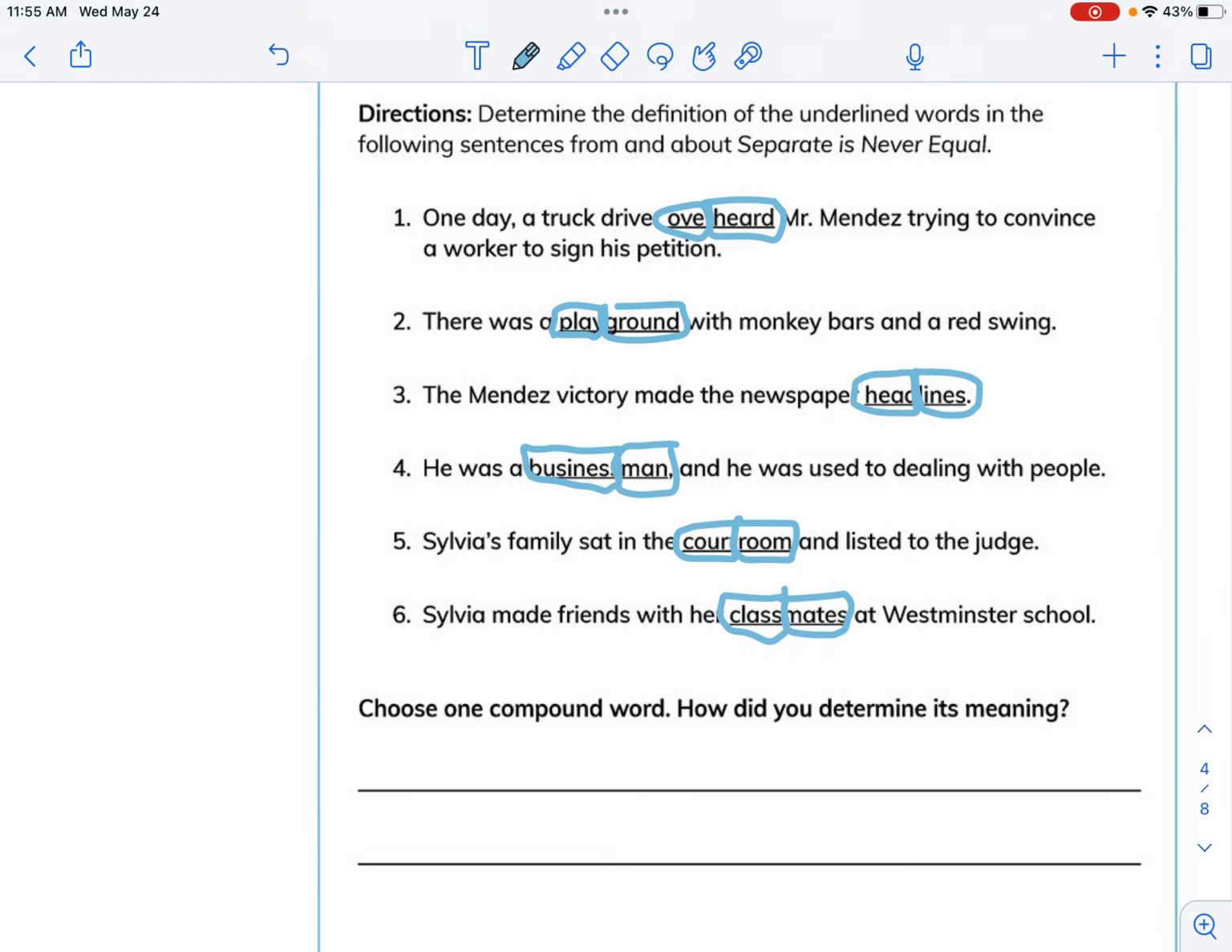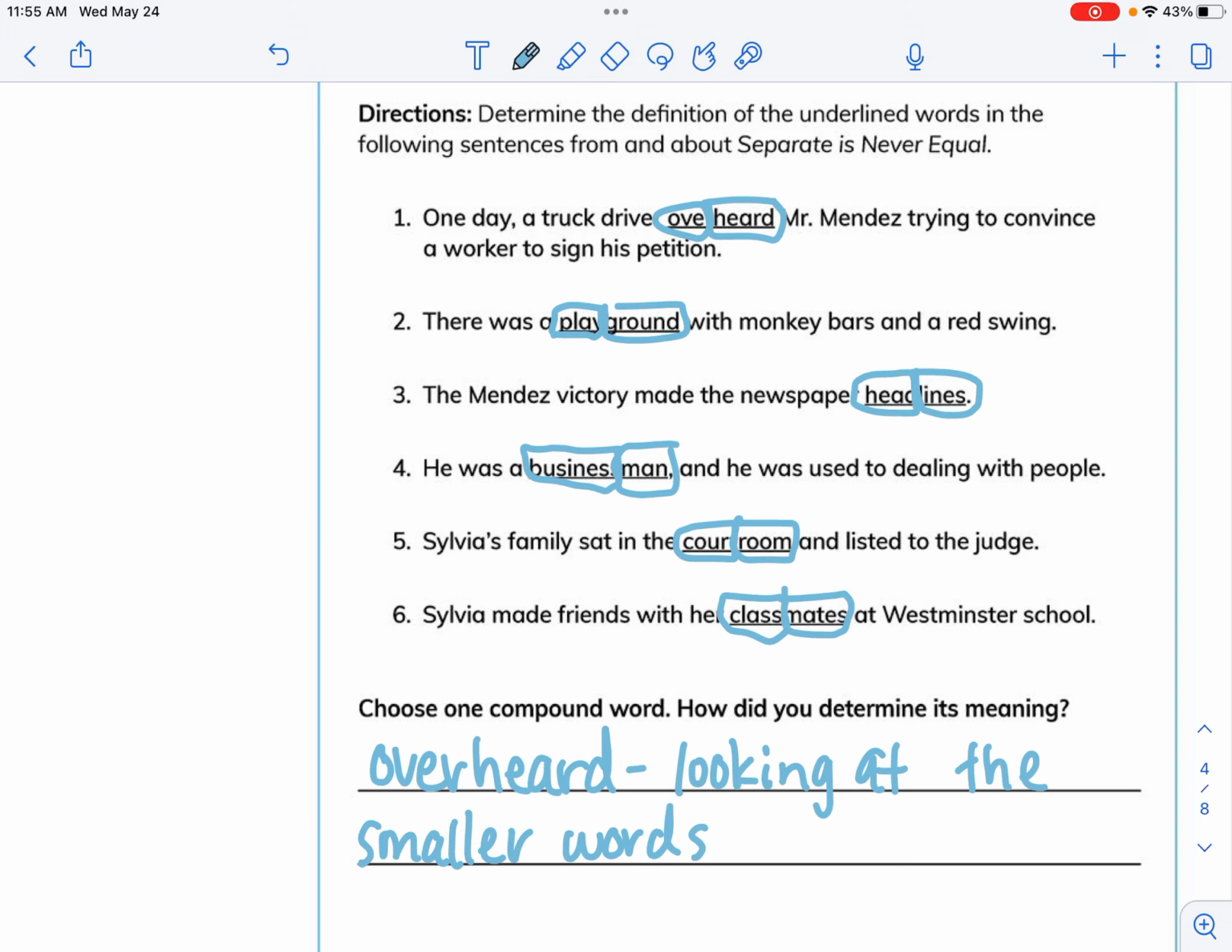You're going to choose one compound word and write how you determined its meaning. So I might just start with the first one. I'll choose overheard. I determined its meaning by looking at the smaller words. Or maybe I drew a sketch of both of the words to help me determine what it means. If it's in a sentence, I can look around the word to help me decide what it means.